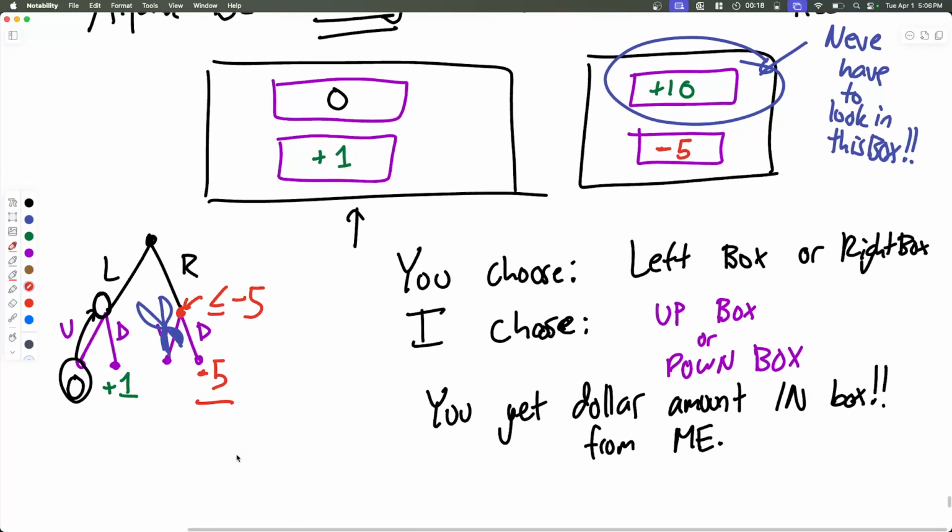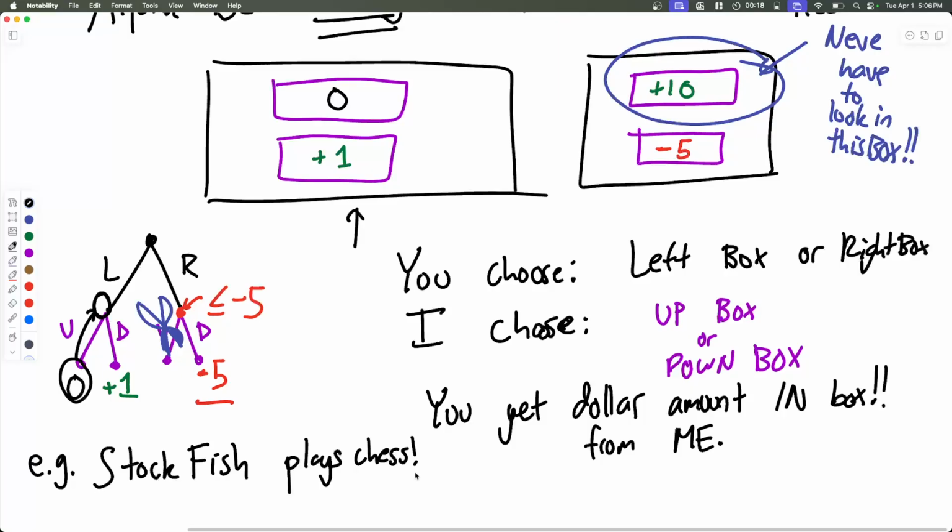And for example, Stockfish is based on this. Stockfish has lots of smart things like this. If you're a chess player, Stockfish plays chess. And there's all sorts of other optimizations.